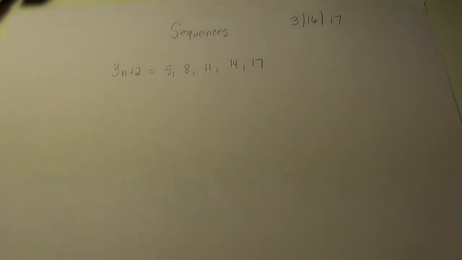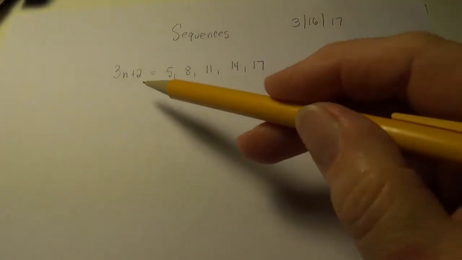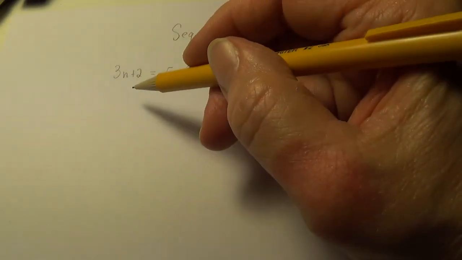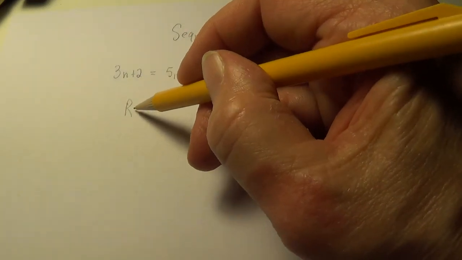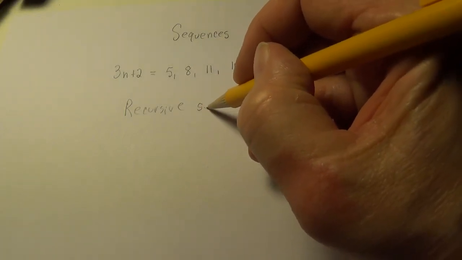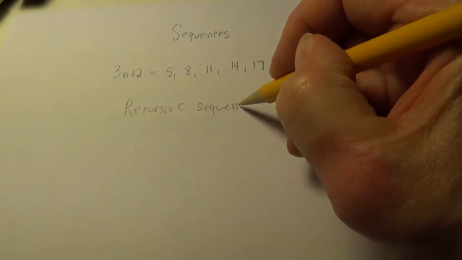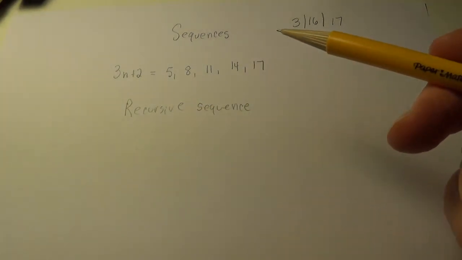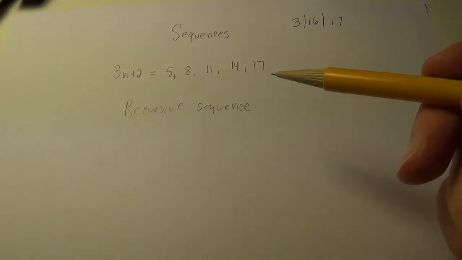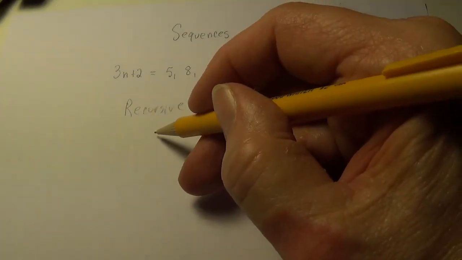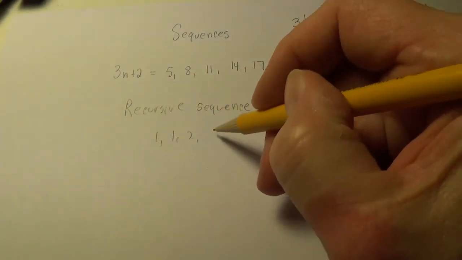Before we do that, I would like to talk about something. This is how we generate a sequence straightforwardly. And I want to talk about another way to represent a sequence, and that is called a recursive formula to represent a recursive sequence. Recursive means we're going to look at previous terms in a sequence in order to obtain future terms. So the most famous one is this one.